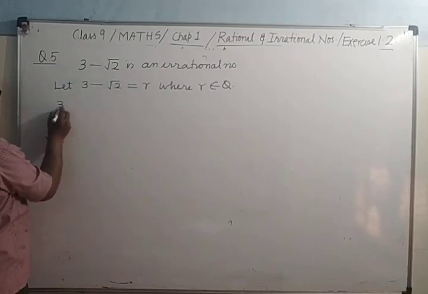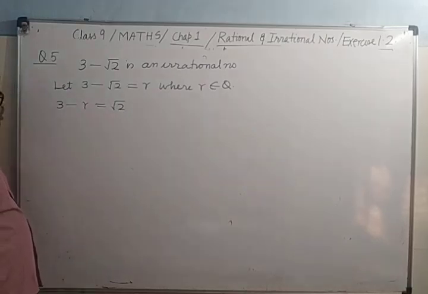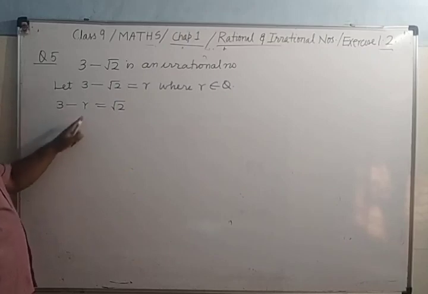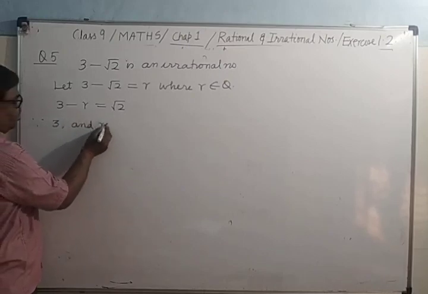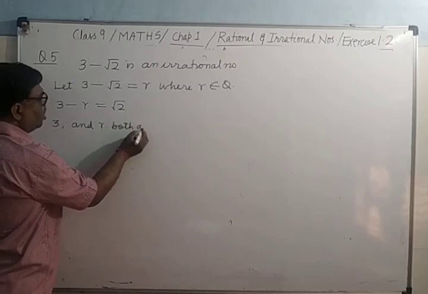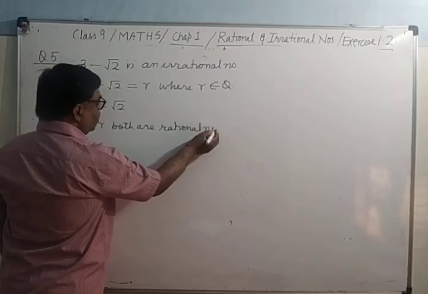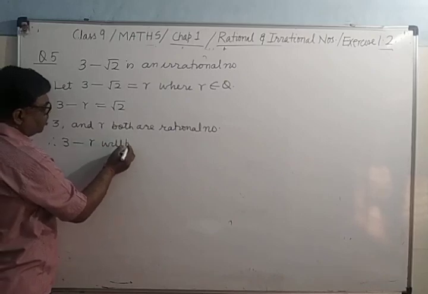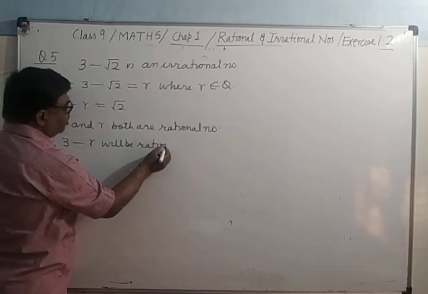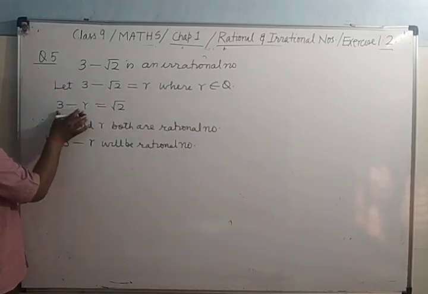So you bring R to this side: 3 minus R equals root 2. Now you can see here it is very simple. 3 is a rational number, R is a rational number. So since 3 and R both are rational numbers, it's clear? Therefore, 3 minus R will be a rational number.